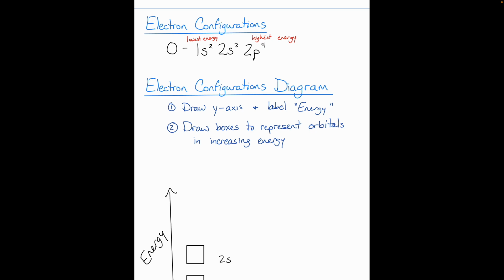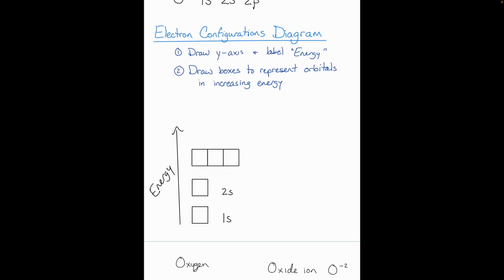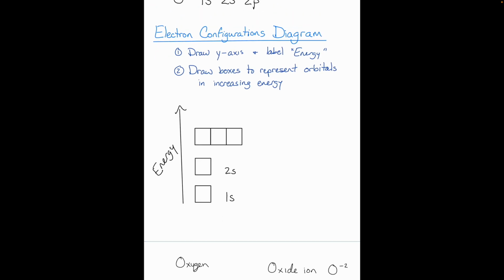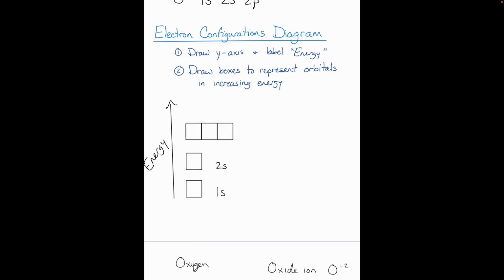All right, and then I get to the next one, and I need to draw my 2p orbital. But remember, how many p orbitals were there? 3. So I'm not going to draw just one box. I'm going to draw 3. All right, and that represents my 2p orbitals.